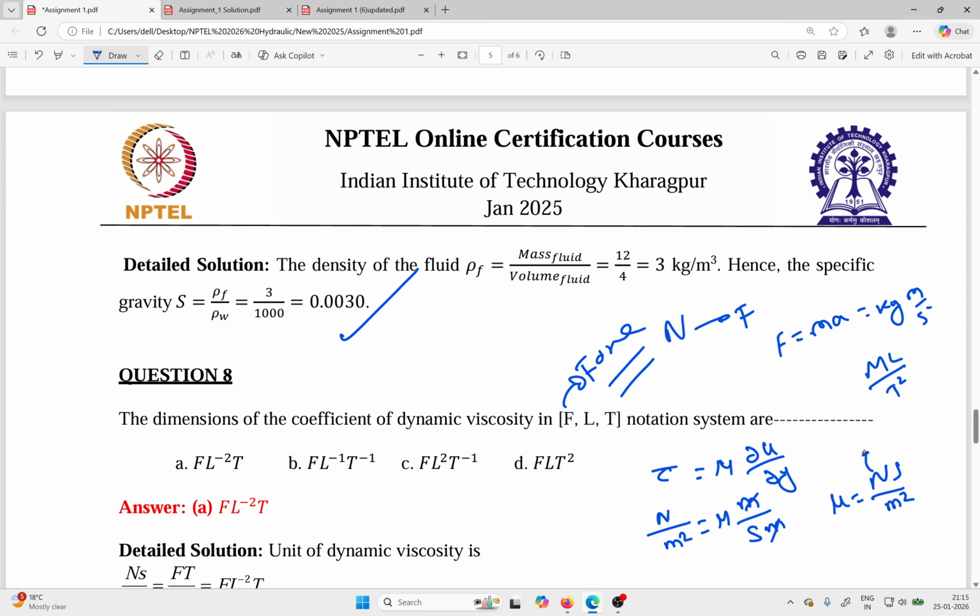So for Newton you will write F. For second you will write T. For meter square you will write L square. So F L minus 2 T. Not M, here it will be F. T will be positive. So option A will be correct. Hope you understand what I am trying to say.